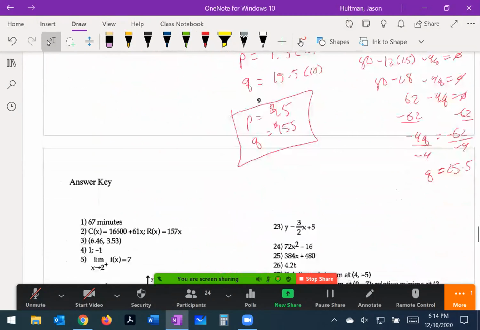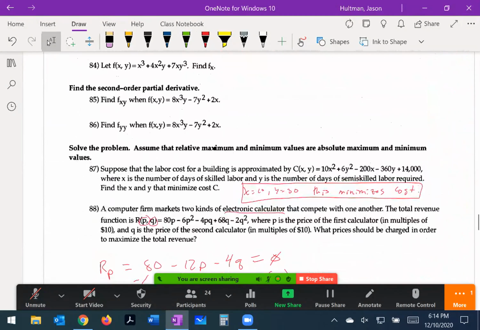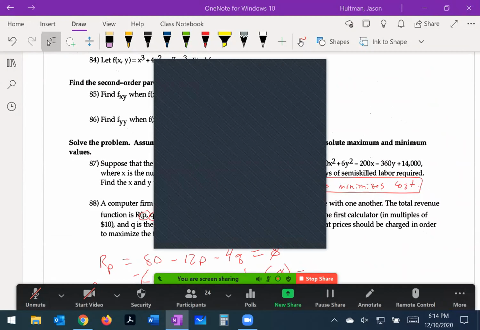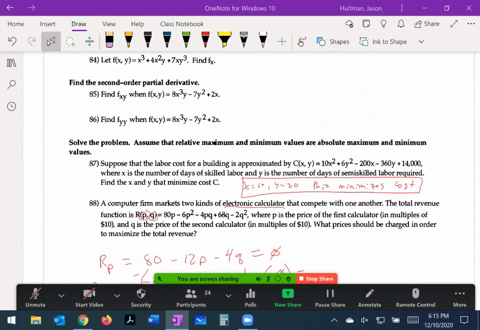Okay, others? Gabriel says if f double prime of x is equal to 0, that's a saddle point. Now, a saddle point occurs when D is less than 0. If D is equal to 0, then it's inconclusive.